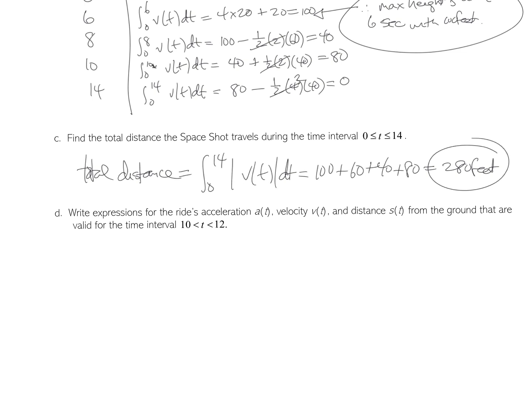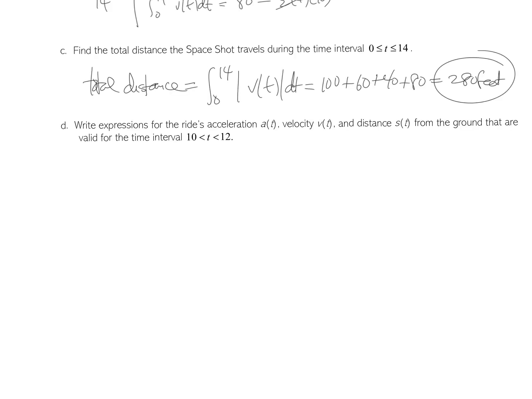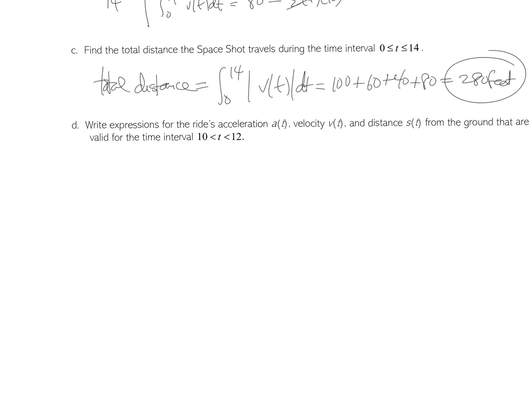All right. So now what they want is to write expressions for the ride's acceleration a of t, velocity v of t, and distance s of t from the ground that are valid for the time interval 10 to 20. All right. So a of t is going to be minus 40 divided by 2 gives me minus 20.